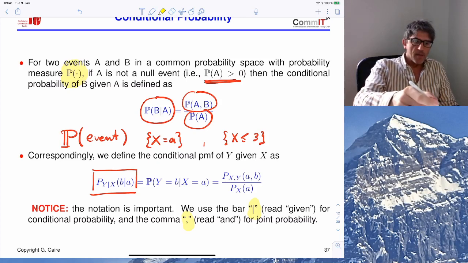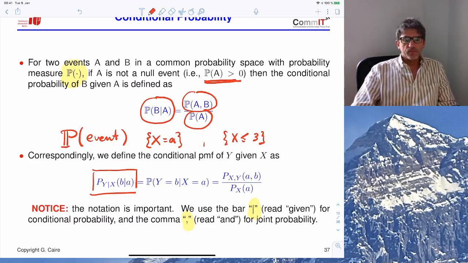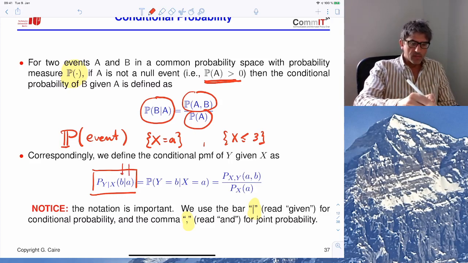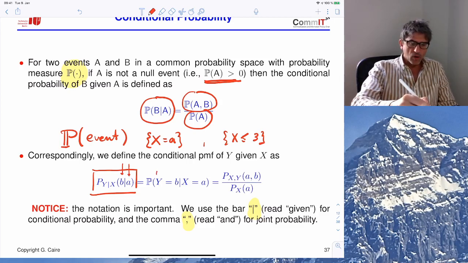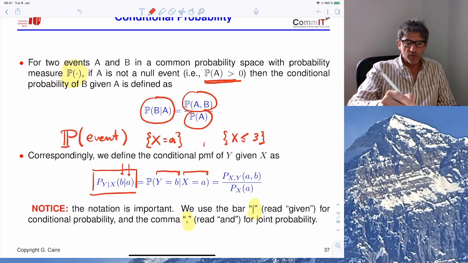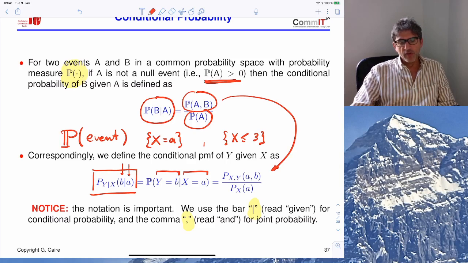Anyway, I was saying the conditional probability mass function of y given x, calculated at two values b and a, is the probability of the event y equals b given the event x equals a, which is, of course, using this definition here, the joint probability mass function of x and y calculated at a comma b divided by the conditioning probability mass function p_X of a.